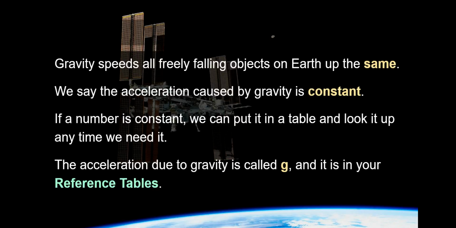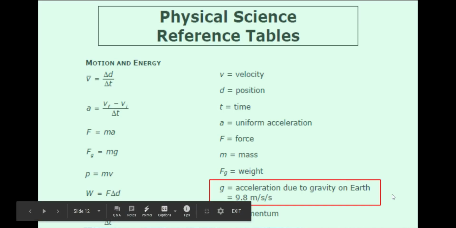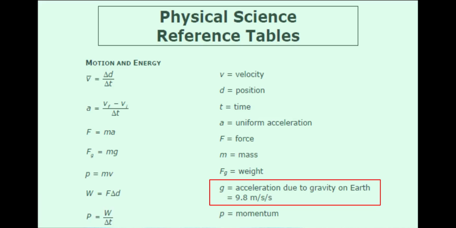Gravity speeds all freely falling objects on Earth up the same. So we say the acceleration caused by gravity is constant. If a number is constant, we can put it in a table and look it up anytime we need it. So the acceleration due to gravity is called g, and it is in your reference tables. So down here, I'll put a red box around it. G is the acceleration due to gravity on Earth, 9.8 meters per second per second.